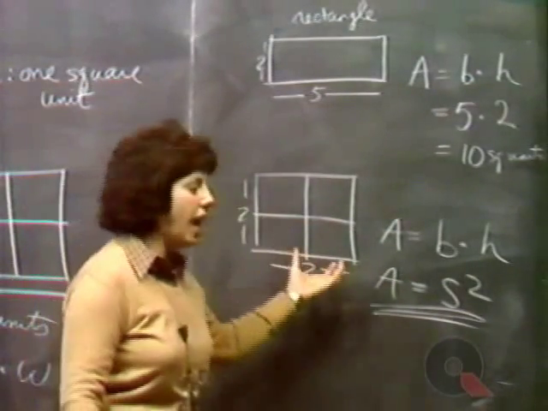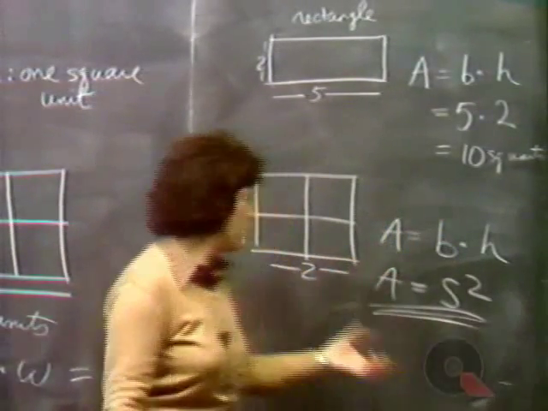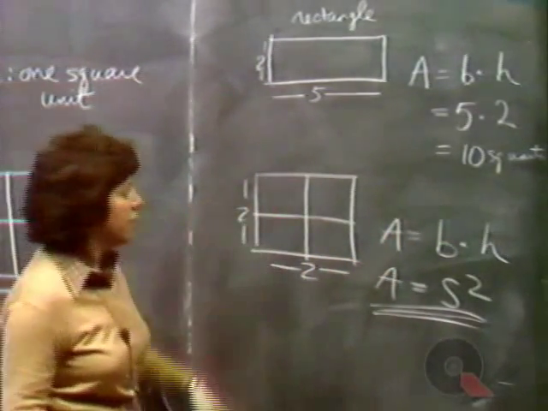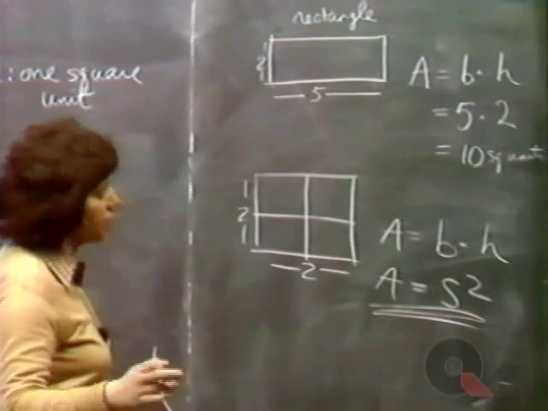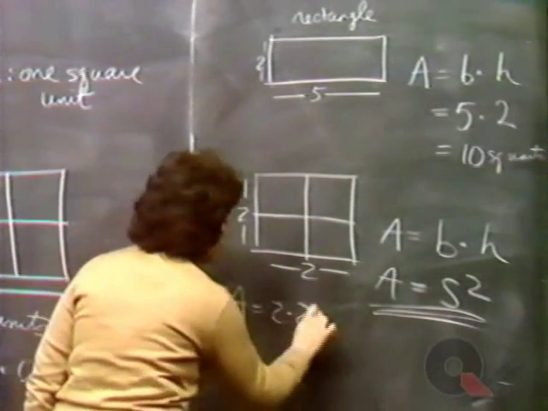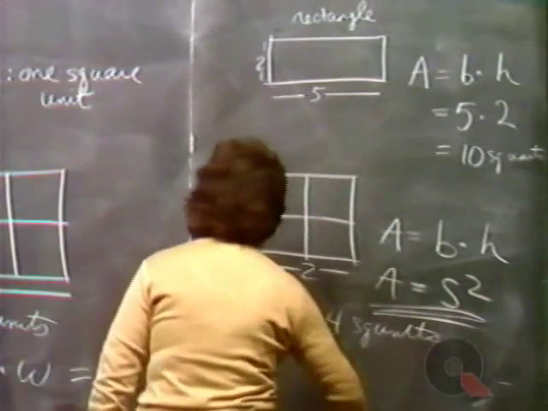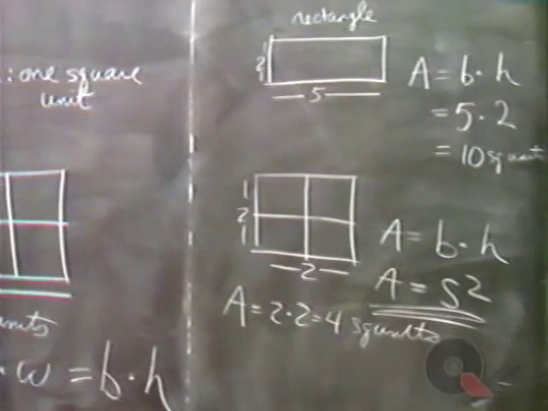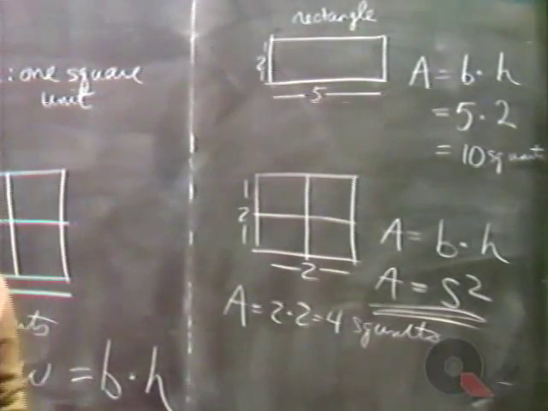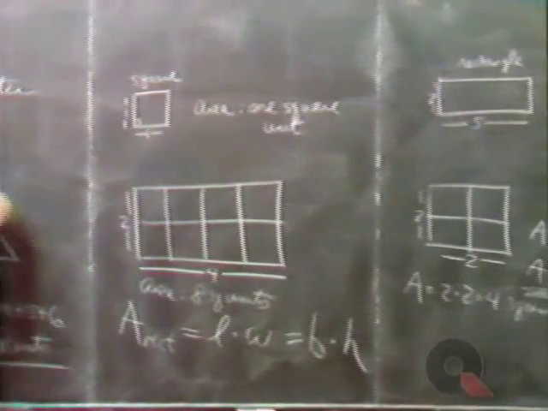The base is 2, the height is 2. Okay, the base and the height are the same. We can call that the length of a side s. The area is, instead of base times height, s times s, or s squared. In this case, you get 2 times 2, or 4 square units. From the rectangle, we can jump off and figure out the area of a parallelogram. Let's do that over here.